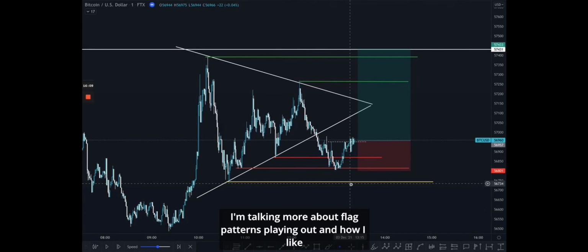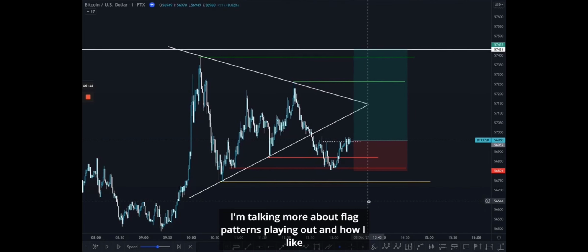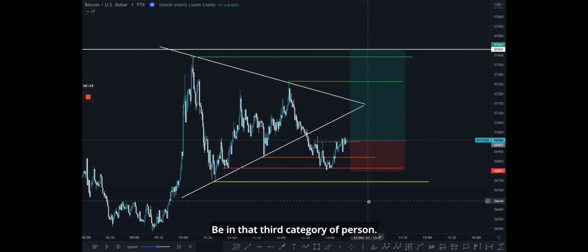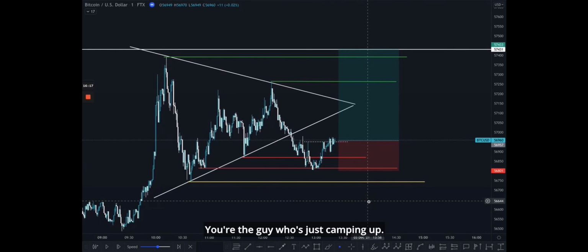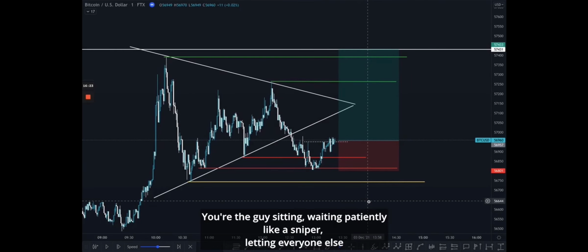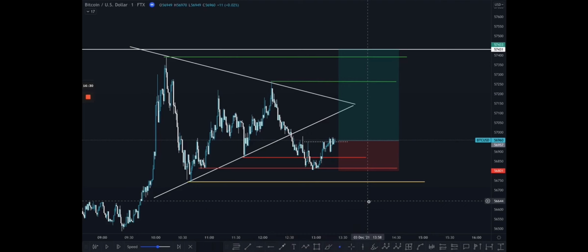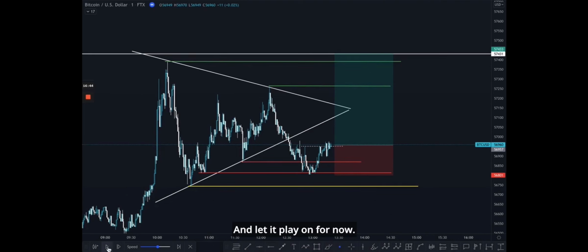I'm talking more about flag patterns playing out and how I like to counter trade it, essentially. Be in that third category of person. You're the guy who's just camping up. You're the guy sitting, waiting patiently like a sniper, letting everyone else make their own decisions, and then you're coming in and taking your little scalp off them. I'll let it play on for now.